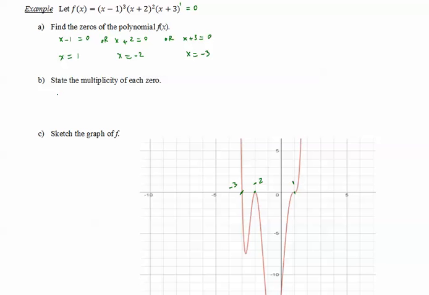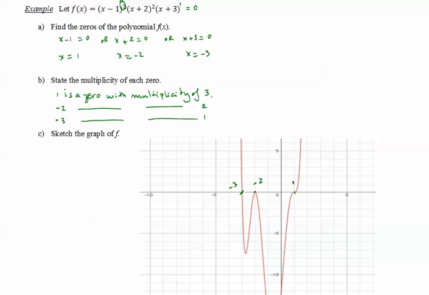So 1 is a zero with multiplicity of 3, because the power here, the exponent, is 3. And also minus 2 is a zero with multiplicity 2. Then we say that negative 3 is a zero with multiplicity 1.